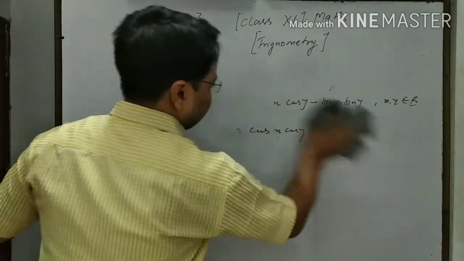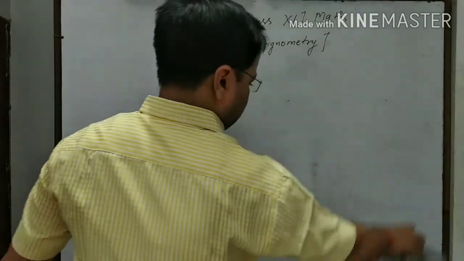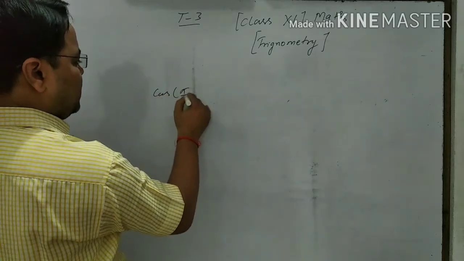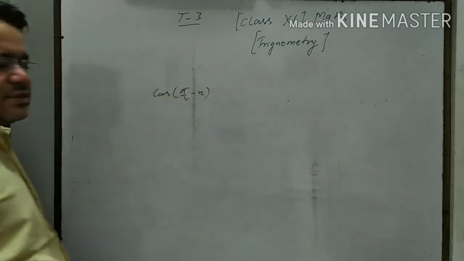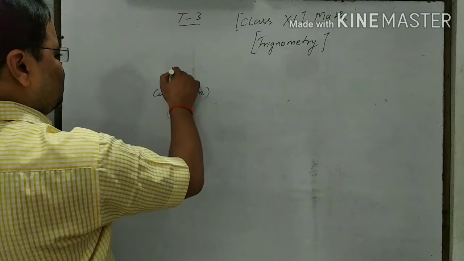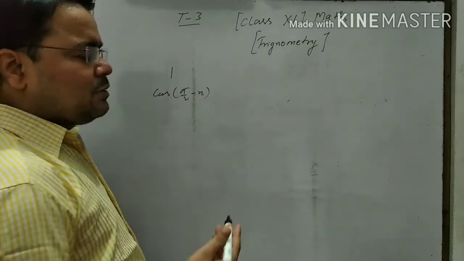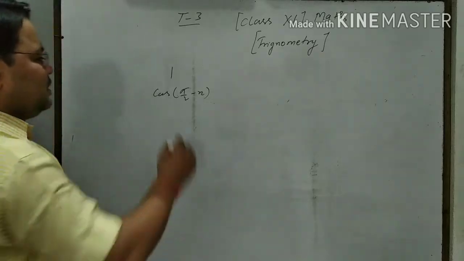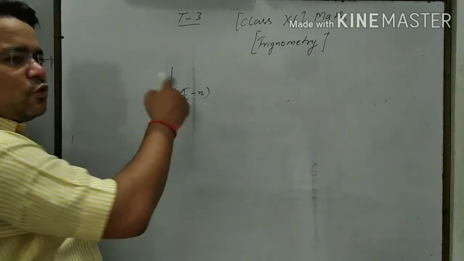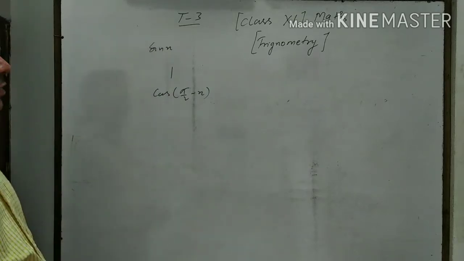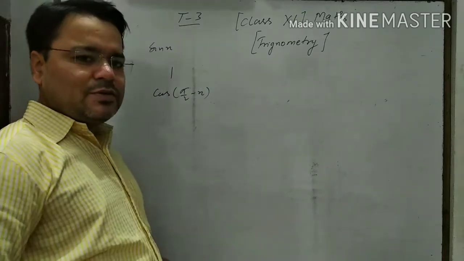Just like if we want to discuss cos(pi/2 - x), we simply know that its value is what? Cos(pi/2 - x), first quadrant, and in the first quadrant our trigonometrical ratio will be positive and it will change from cos to sin. Here it will be sin x.